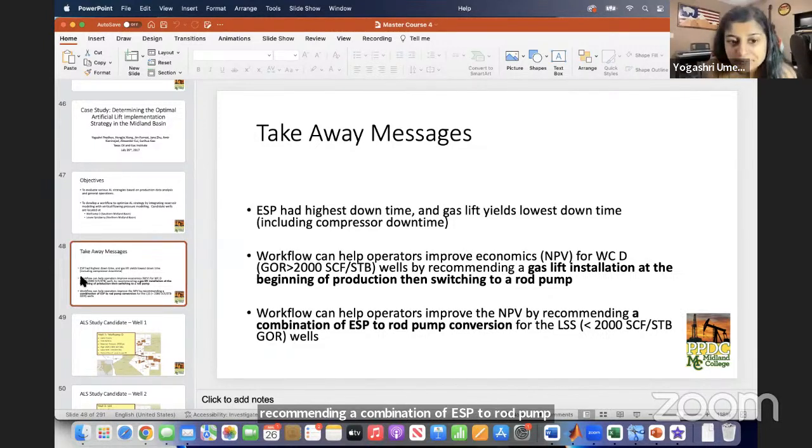And you'll notice that the GORs are going to be a little bit different. The gassier formation is the Wolfcamp D formation, and then the ESP in the Lower Sprayberry is a less gassy formation with a GOR of less than 2,000 scf per barrel.